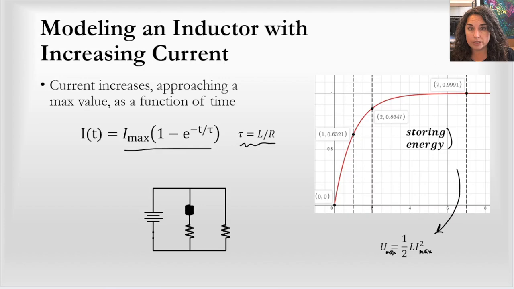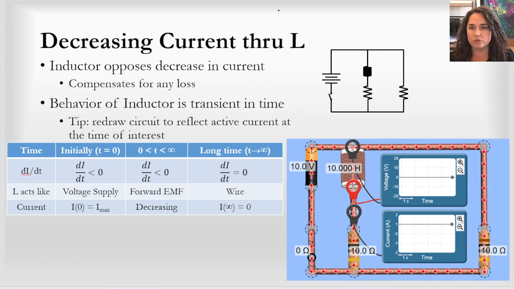Let's look at a situation where the inductor is discharging. This was charging, and I call it charging because it's storing energy. We're charging it up with energy. We could discharge it. So what we're going to have to do is open that switch up and let that inductor just go through those two resistors. So that's what I have drawn here.